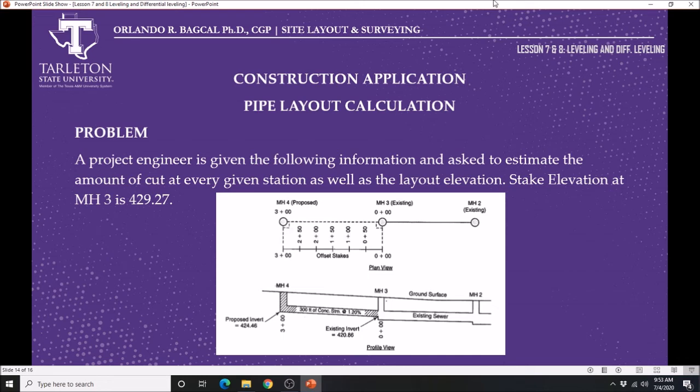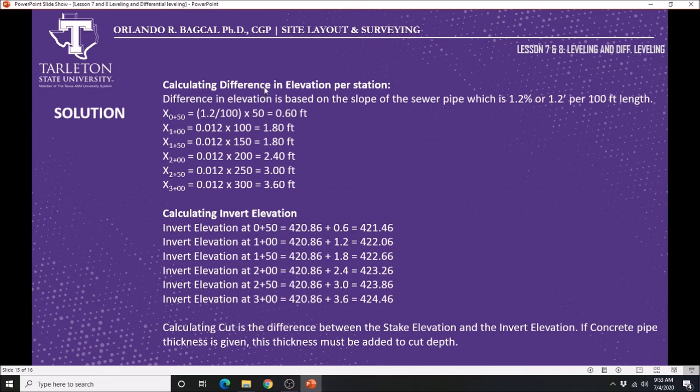Okay, so again, the full length separated by the plus sign. That is what we use in surveying. All right, so we are asked to determine the stake elevation at every given point here. To do that, we need to calculate the difference in elevations per station. The difference in elevation is based on the slope.